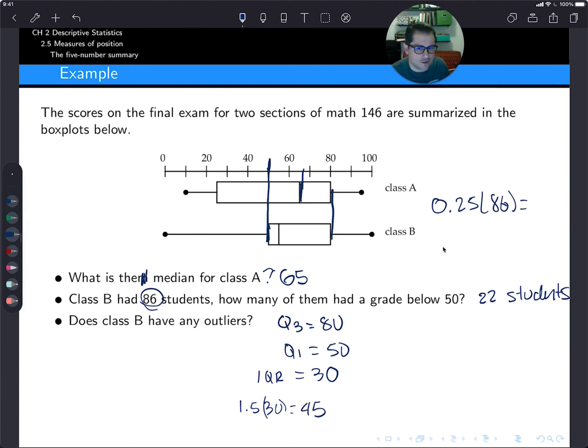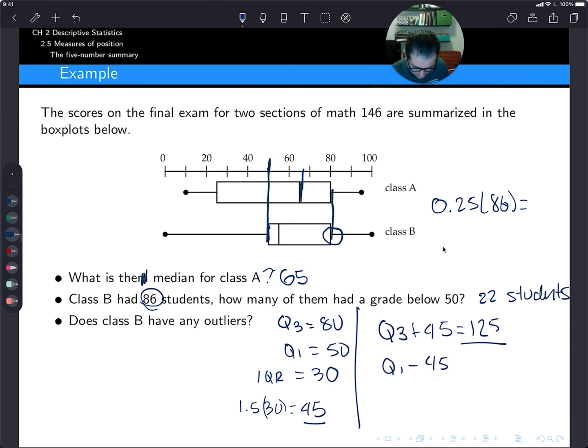Well, let's see. On the upper side, 80 plus 45, no, because Q3 plus 45 would give me 125, so nobody got a score of 125 or more. But on the lower end, if I do Q1 minus 45, Q1 was 50, so it's a 5. And according to my box plot, the lowest was a score of 0. So yes, there is at least one outlier.